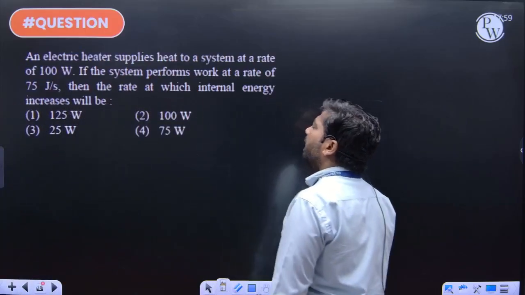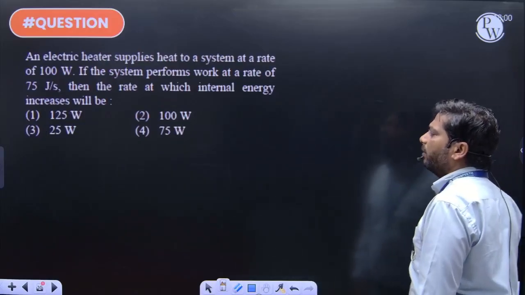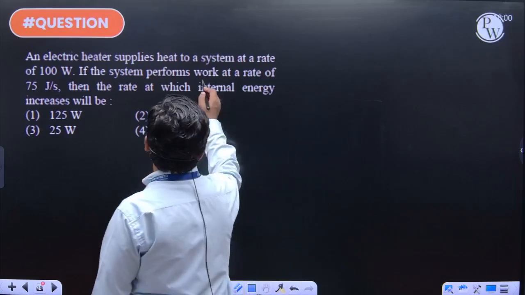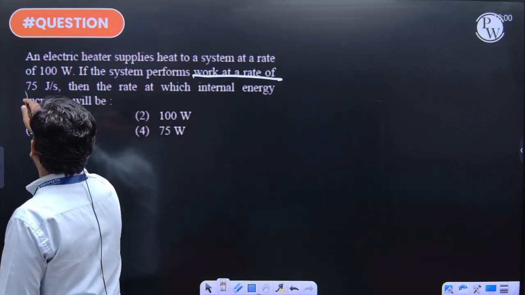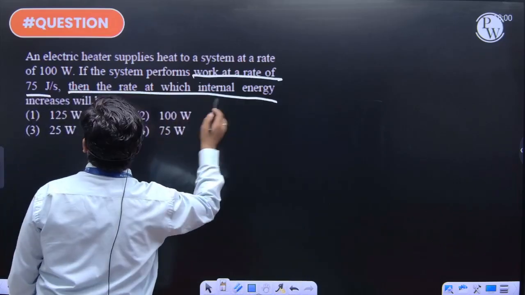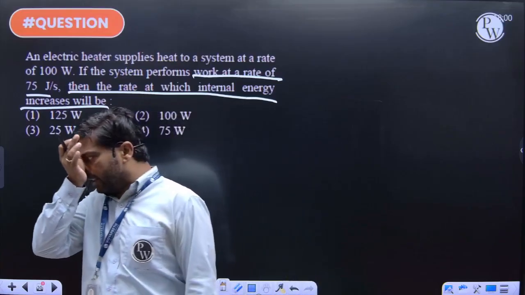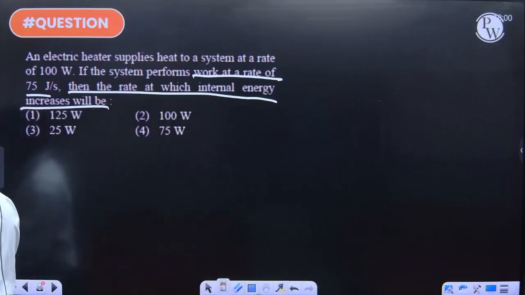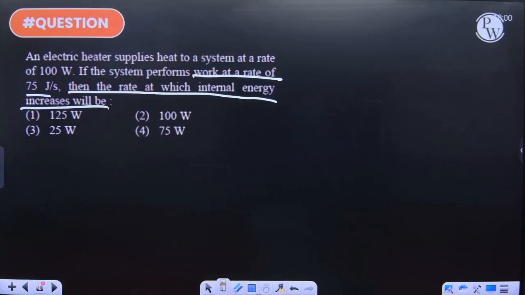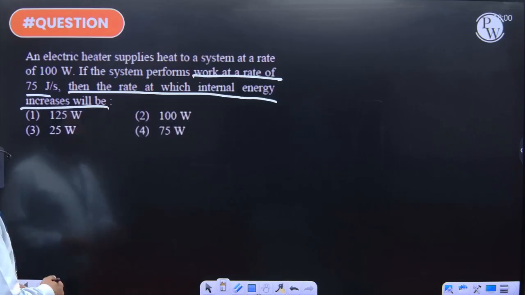An electric heater supplies heat to a system at a rate of 100 watt. If the system performs work at a rate of 75 joule per second, then the rate at which its internal energy is going to increase will be? Fine. So what do you think? What should we do?